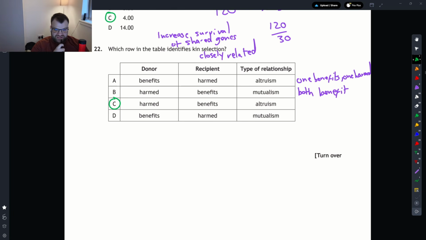If it was mutualism, it would need to be a benefit for both, which actually isn't one of the options. The fact that you've got a harm in there would rule out mutualism right from the beginning, regardless of the question. And then, yeah, we'd get down to C for number 22.